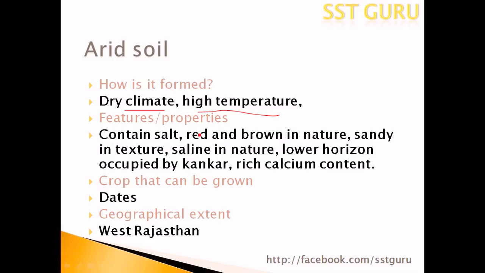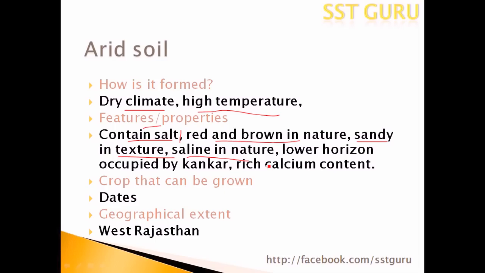So now let's see some features and properties of arid soil. It contains salt, a high amount of salt is present in it, and it is red and brown in nature. You could have easily seen this in films, it's sometimes red in color, sometimes brown in color. It is very sandy in texture. This is also what I told you. It is saline in nature.